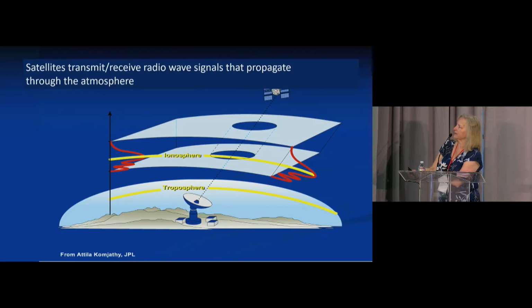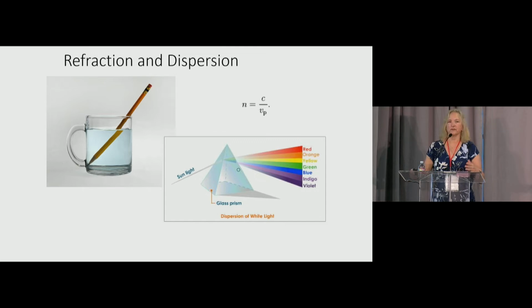Now, I just want to remind you the reason that we care about this is satellites transmit and receive radio signals that propagate through the atmosphere. And the 2 regions you have to be concerned about are the ionosphere and the troposphere. I obviously focus mainly on the ionosphere. And it goes back to what you probably learned in your elementary physics classes, refraction and dispersion. So the ionosphere basically both refracts and disperses the energy.